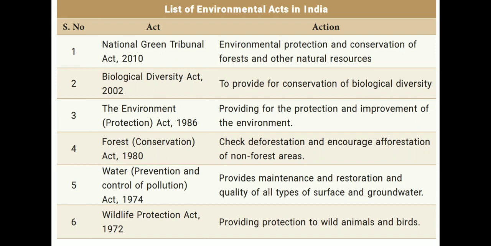Next, fifth one, the Water Act, or Prevention and Control of Pollution Act. When was it passed? 1974. According to this act, what was the action taken? It provides for the maintenance and restoration of the quality of all types of surface and groundwater. The Water Act, 1974, prevention and control of pollution: they want to provide maintenance and restoration of the quality of surface and groundwater.